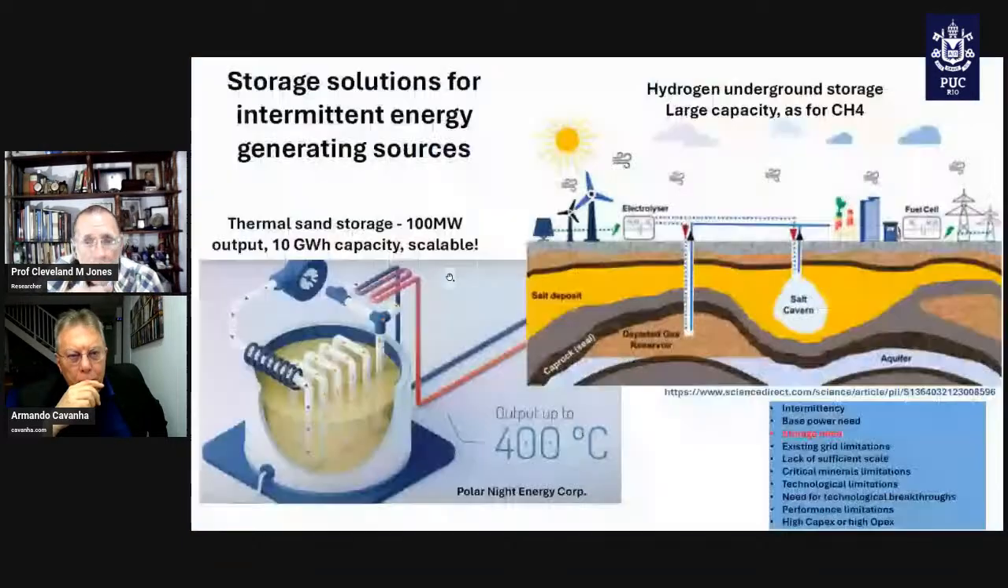So I think we spoke a while back about solutions for intermittency in terms of storage. We had a lot of new technologies beginning to get traction.